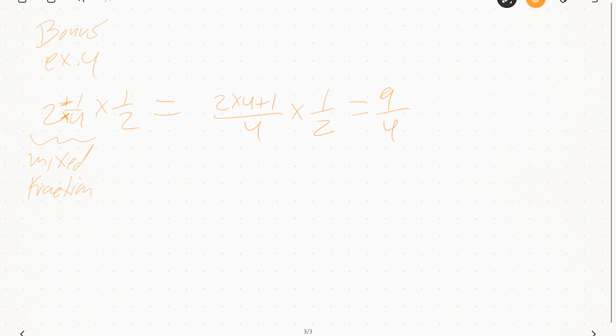Nine fourths times 1/2. For a final answer, we multiply all the numerators together, and for the denominator of our final result, we multiply all the denominators together. 9 times 1 is 9, 4 times 2 is 8, and this is our final answer, 9 divided by 8.